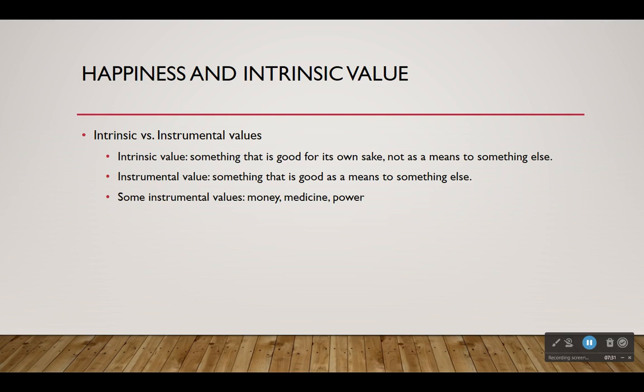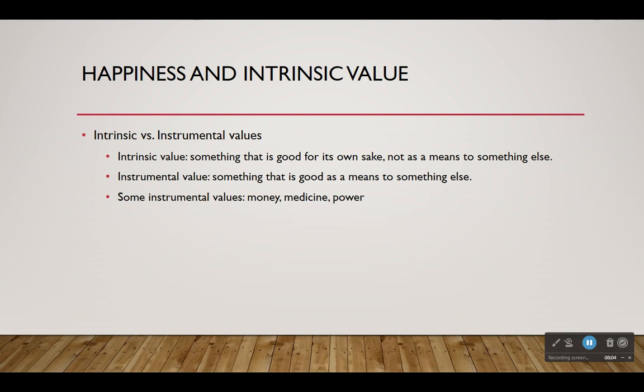To say that something has intrinsic value is to say that it's good for its own sake. We just want it for itself. We just want it for its own sake. We don't want it as a means to anything else. By way of contrast, if something is an instrumental value, then when we're saying that it's good, we mean that it's good as a means to something else. So it's not so hard to come up with examples of instrumental values. There are many things that we want not for themselves, but simply as a means to something else.